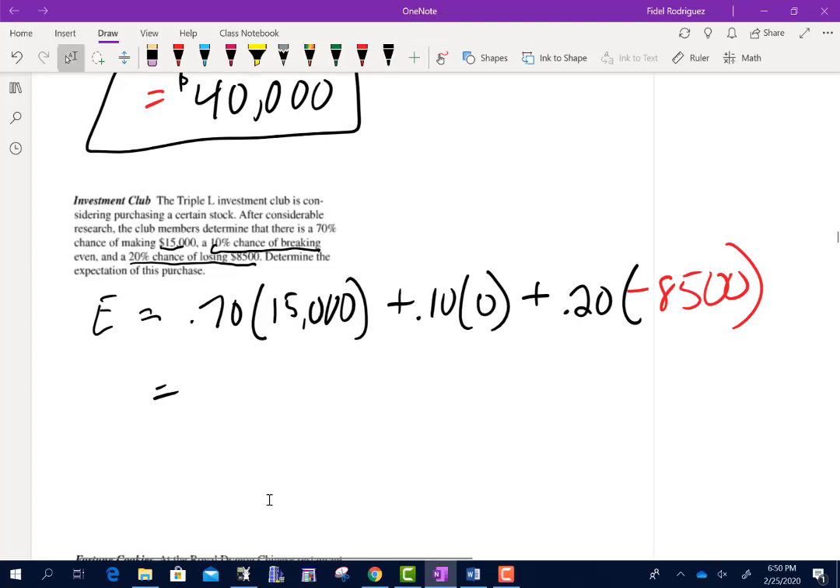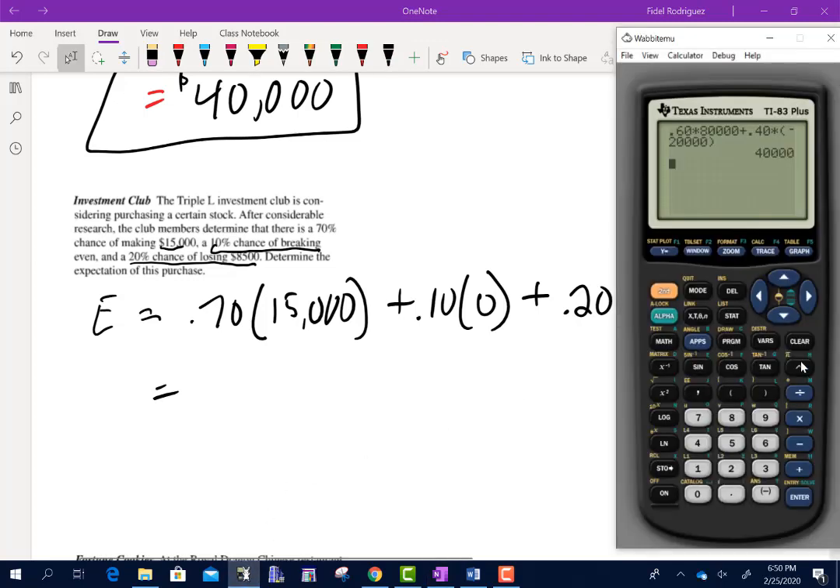I'm hoping that as we go through these problems, they're becoming a little more repetitive and easier to understand. So 0.70 times 15,000 plus 0.10 times 0 plus 0.20 times negative 8,500, and we're coming up with 8,800 here.